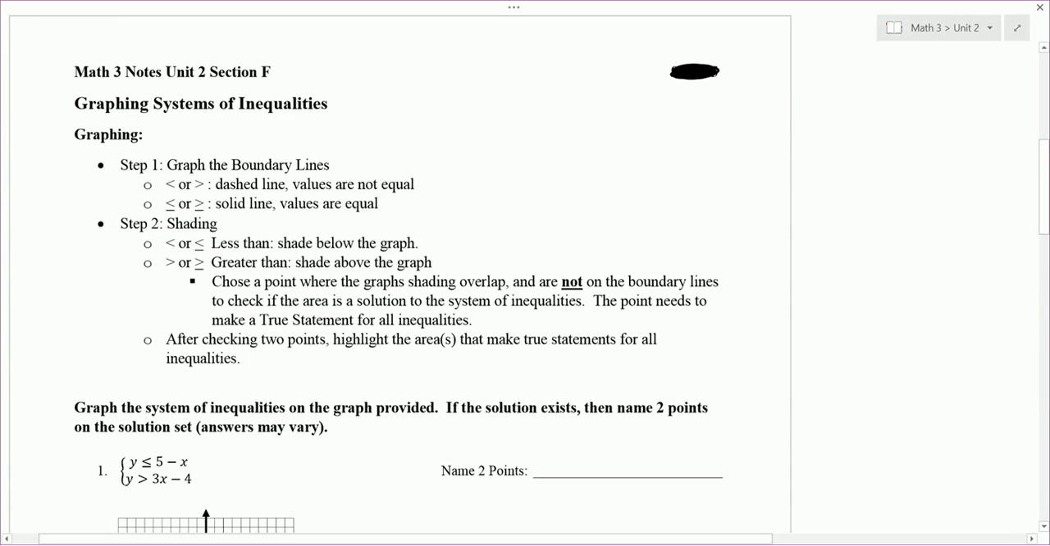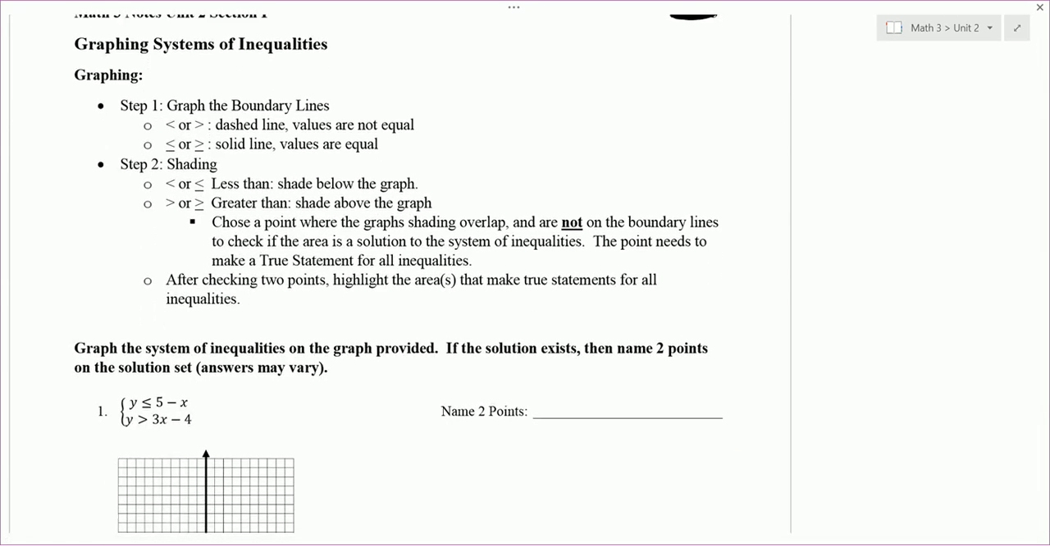All right, this is the Math 3 notes for Unit 2 for graphing systems of inequalities. This is going to be very similar to what we were doing with graphing. We're going to use some of the same shapes that we've worked with before, but we're going to add a couple things in here. Instead of graphing equations, we're going to graph things with greater than or less than or greater than or equal. And so we're going to introduce a couple things.